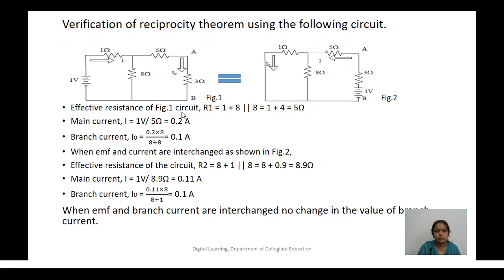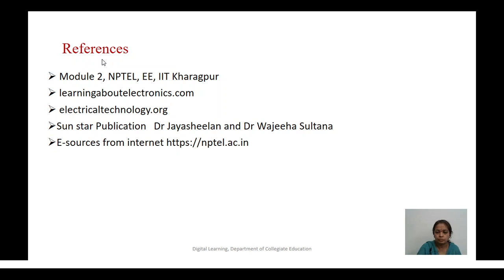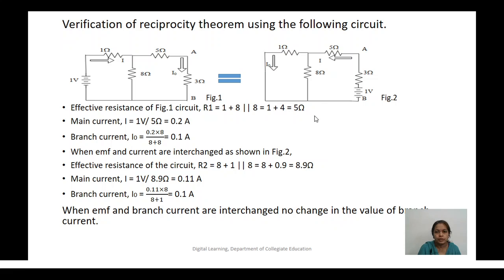The effective resistance of figure 1: the main current is getting divided into two branches. 5 and 3 are in series, that is 8 ohms. This 8 ohm is in parallel with the other 8 ohm, because the current is dividing. This parallel combination is in series with 1 ohm. So the effective resistance is 1 plus 8 and 8 in parallel, which is 5 ohm.